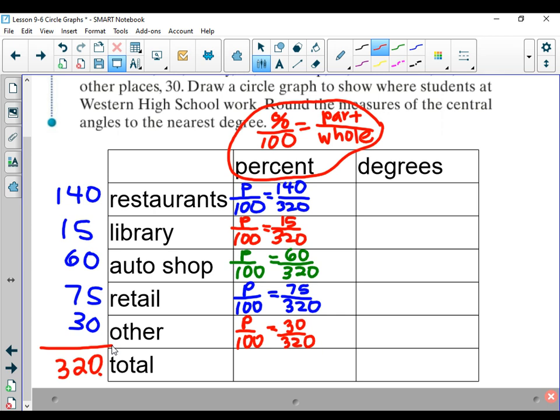So really, what changed every time? The part of the kids working the job. How do you get the bottom number? That was our whole total. If 250 people were asked, my bottom number would be 250. If 30 people asked, my bottom number would be 30. Okay, $1 million question. How do I solve a proportion?